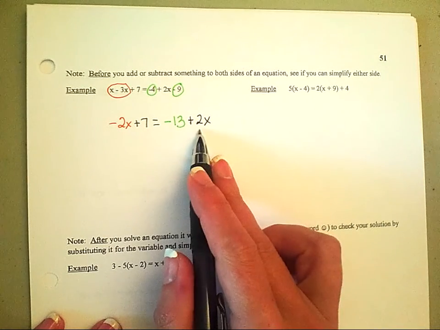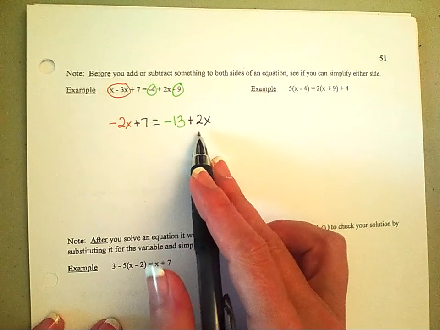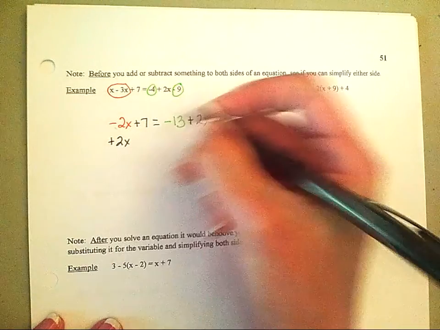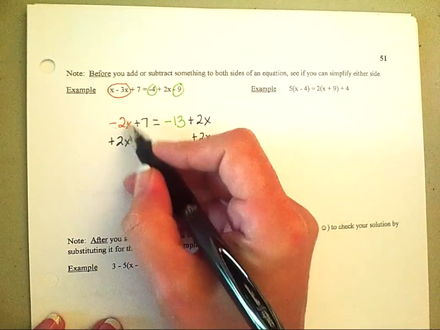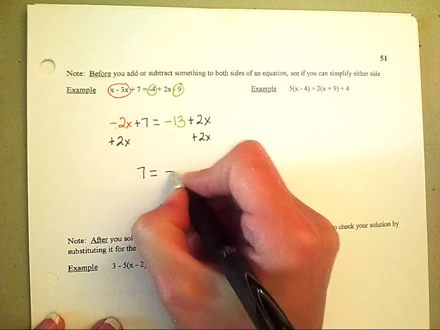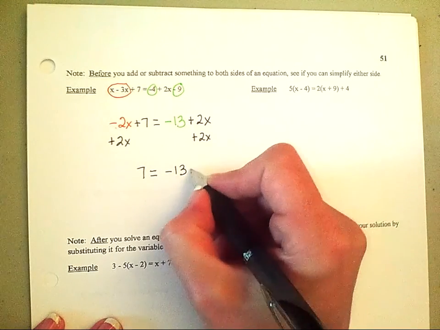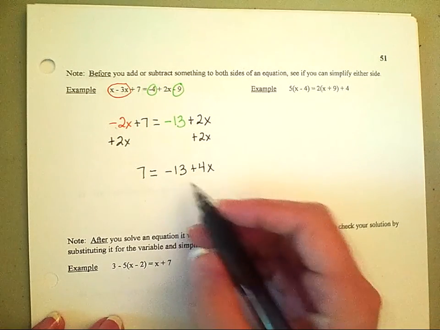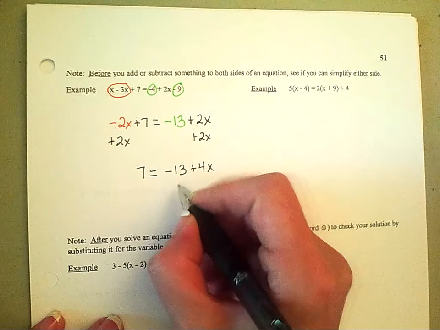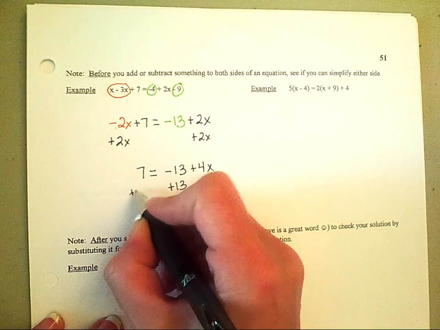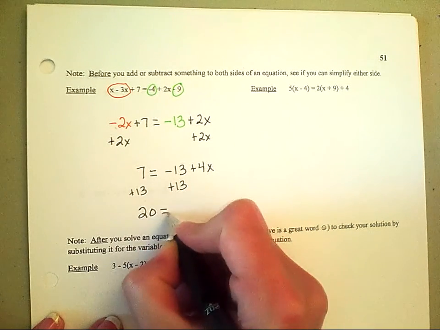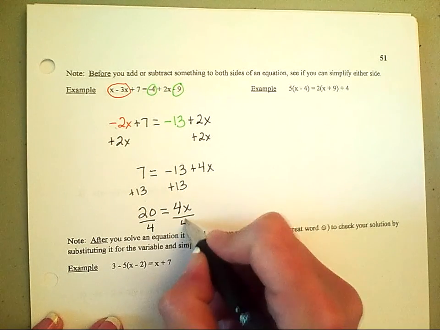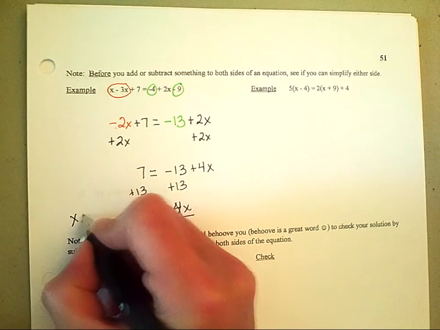Now that each side is simplified, let's try and solve for x. Since this one's negative and this one's positive, let's add 2x to both sides. Now this will go to 0, so 7 is equal to negative 13, and 2x and 2x is 4x. Now I'd like to undo what's happening to x, so let's add 13 to both sides. So 20 is equal to 4x. And finally dividing through by 4 on both sides, the 4's will cancel, so we have x is equal to 5.